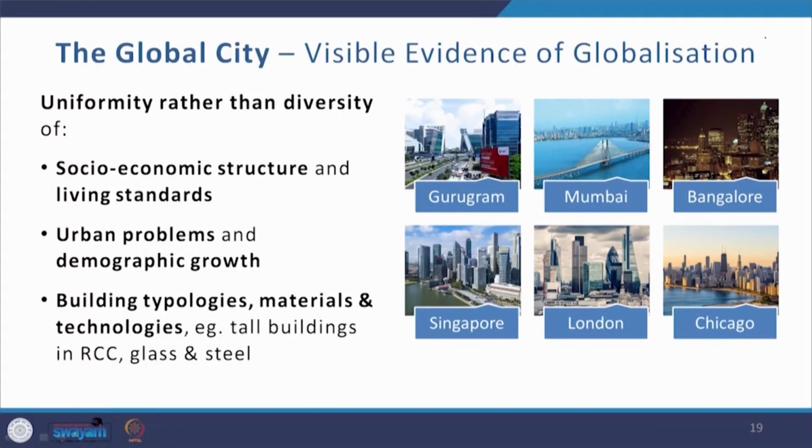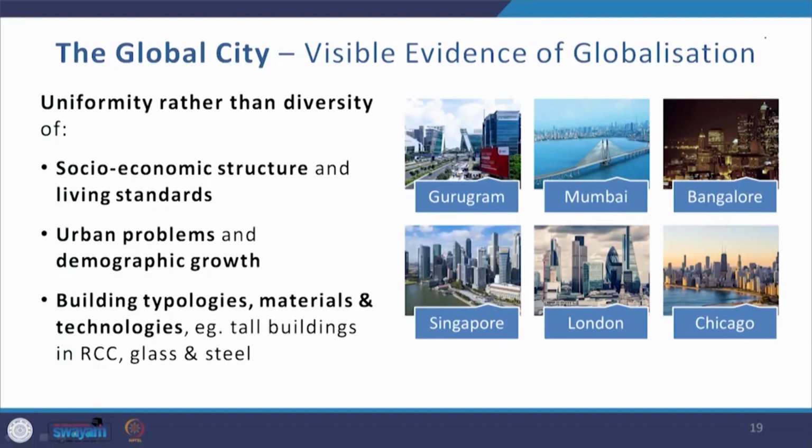So the global city, there is visible evidence of this globalization. These are images that I have picked up from different parts of the world: Gurgaon, Mumbai, Bangalore, Singapore, London, Chicago. If you look at these images, they all look the same. In fact, if I were to remove the caption beneath the picture, it would be very difficult for you to capture which city I am talking about, unless there was some iconic building that you remember belongs to a particular city. So this kind of homogeneity is there.